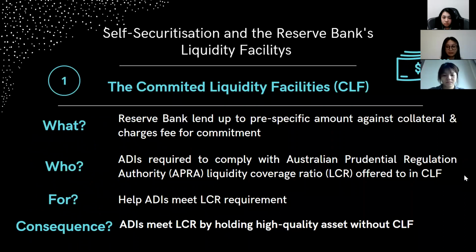The Reserve Bank accepts self-securitization as collateral in three types of liquidity facilities. First is the committed liquidity facility, known as CLF. What is CLF? CLF is when the Reserve Bank lends up to a pre-specified amount against eligible collateral and charges a fee for this commitment. CLF is usually used by ADIs to comply with the APRA liquidity coverage ratio, in short LCR. The main objective of CLF is to help ADIs meet the LCR requirement. Without CLF, ADIs would need to meet the LCR requirement with high quality liquid assets.